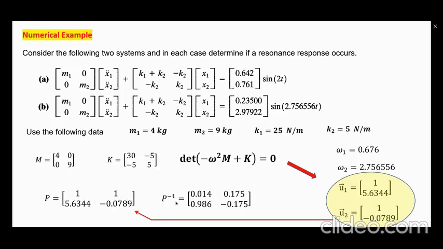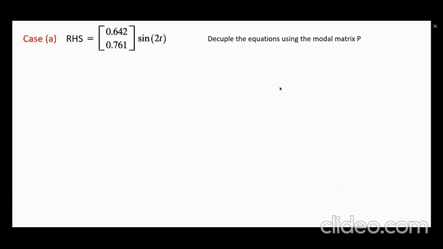I don't need the P inverse, but I just calculated it there for your convenience. If you ever needed it, for example, if you had initial conditions and things like that, you're going to need this, but in this particular problem, you want to look at the effect of resonance. It has nothing to do with initial conditions.